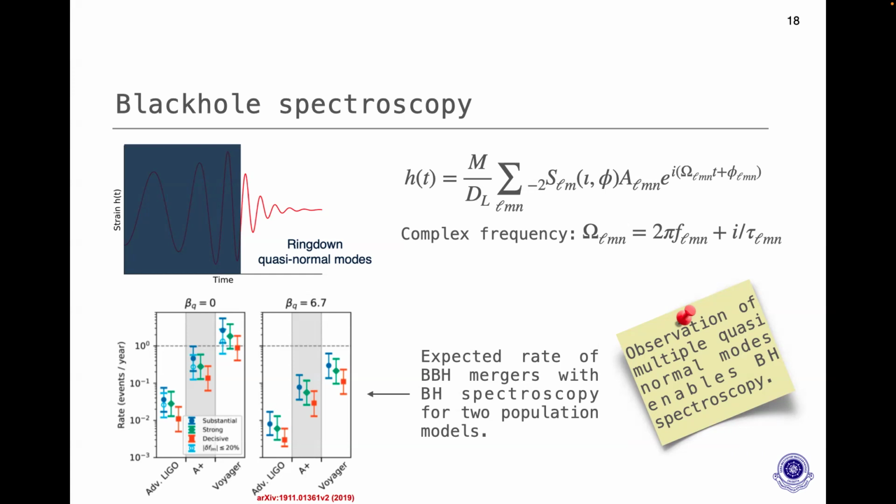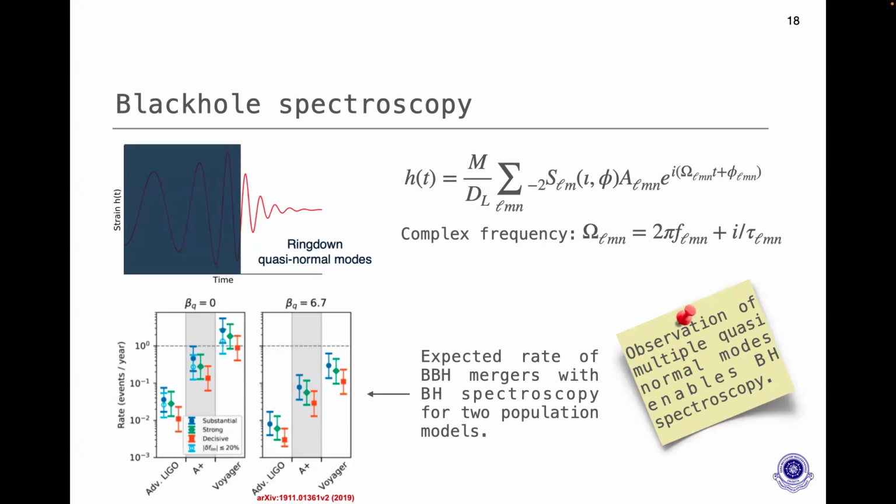S_LM is the spin-weighted spheroidal harmonics, and the amplitude A_LMN is for the particular quasi-normal mode. It is also defined by the complex frequency of the quasi-normal mode. The complex frequency is a function of the frequency of the gravitational wave, f_LMN, and the damping time of that particular mode, tau_LMN. This frequency and damping time are uniquely defined by the mass and the spin of the astrophysical black hole. Now, suppose you detect one quasi-normal mode in your data. You can use your model to identify the remnant mass and the spin of the object.